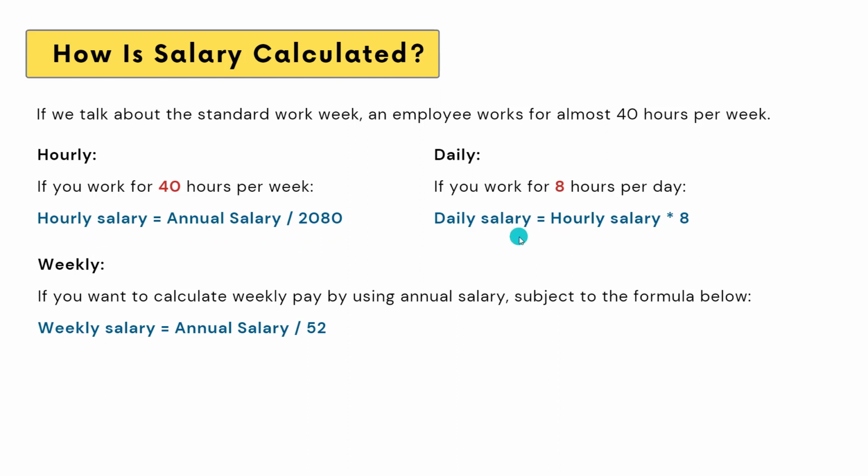If you want a daily salary, you can just say daily salary equals hourly salary into 8. You are going to work 8 hours in a day, so you multiply this hourly salary by 8 to get the daily salary. If you want the weekly salary, you can take the annual salary and divide it by 52, and you'll get the weekly salary. That's it, because you're going to work 52 weeks in a year and your annual salary is for a year, so you divide it to get a weekly salary.